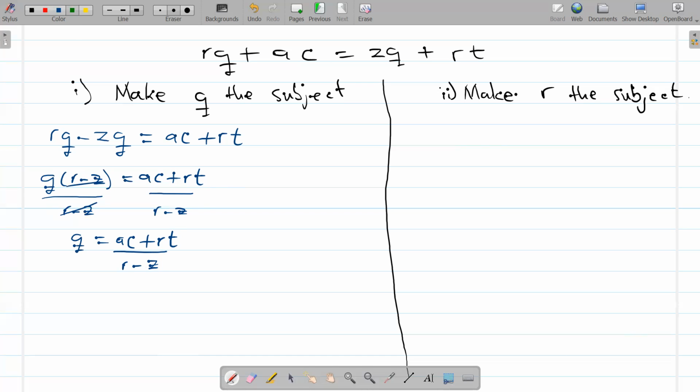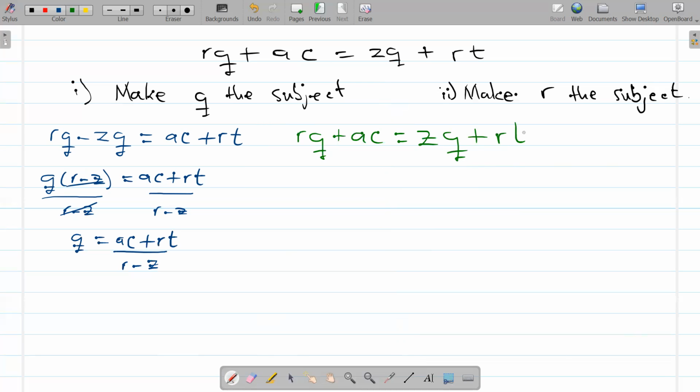I've seen where the problem is. When you are moving, you have to take your time with the movement. Okay. So we have RQ. RQ stands on its own. So the question is what? Make Q the subject. RQ plus AC is equal to ZQ plus what? RT. Now we are making Q the subject, and you only focused on the movement of the Q.